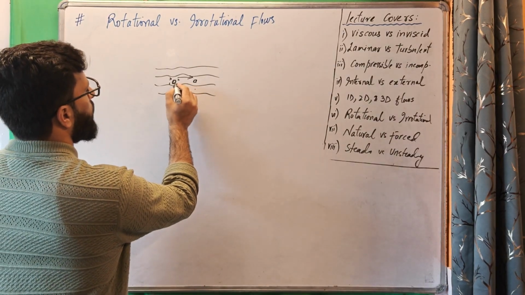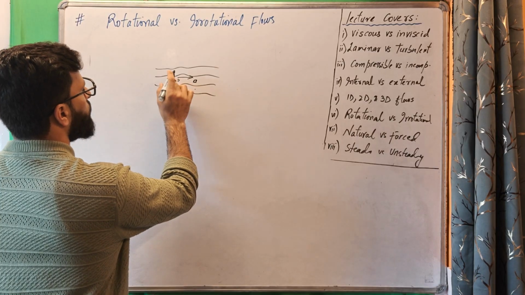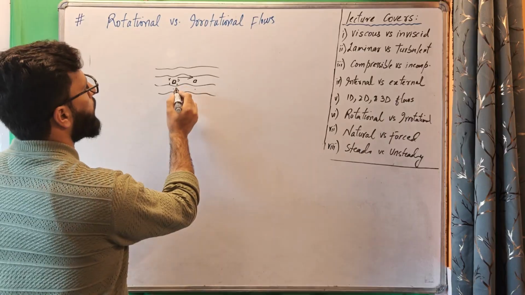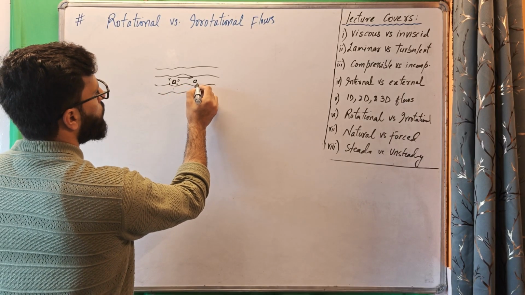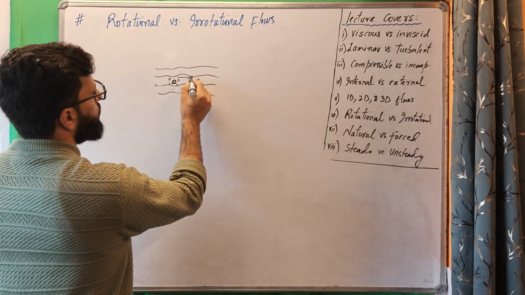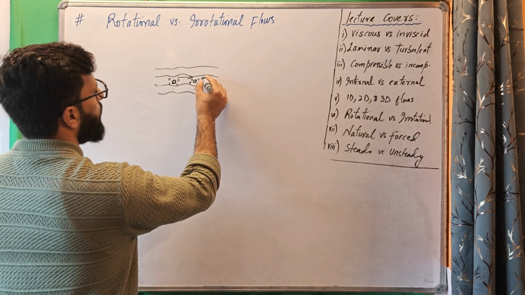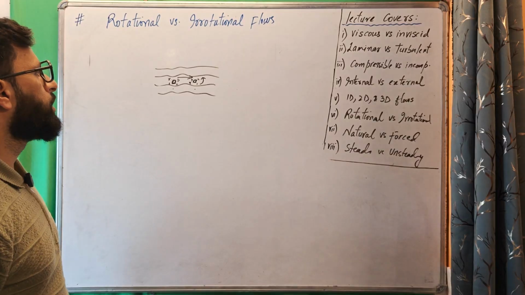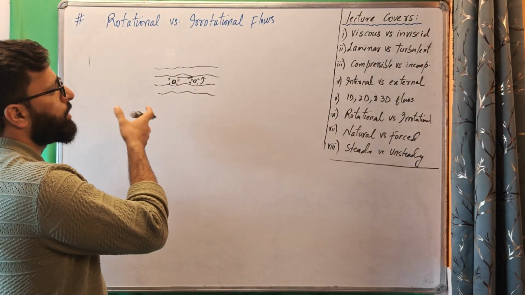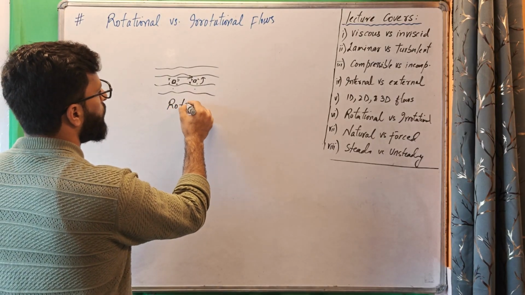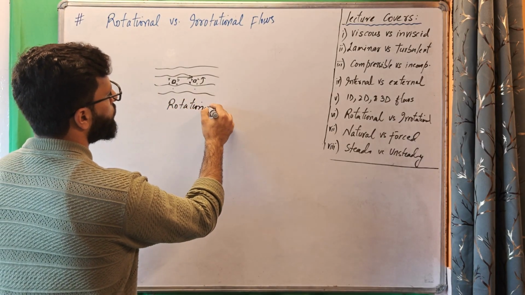But at the same time, each fluid particle is also rotating. So if it was 1 and this was 2, now suppose this is 1, this is 2, this is 3, and this is 4. So not only translation has happened, but also the particle has rotated. Flows in which particles rotate during the flow are called rotational flows.